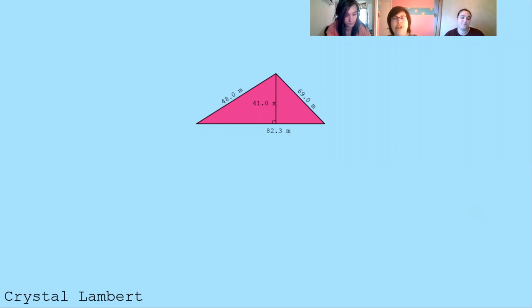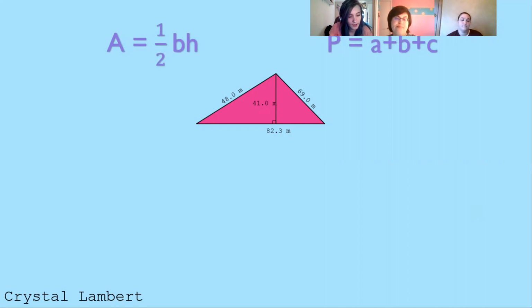Okay, so next we're given triangles, and we're asked to find the area and the perimeter of our triangles. How do you know the area and perimeter of a triangle, Crystal? Well, we use the formula for area, A, which stands for area, equals 1/2 base times height, or 1/2 B times H. Then we will use the formula for perimeter: P for perimeter is equal to A plus B plus C. And A, B, and C are all sides of our triangle.